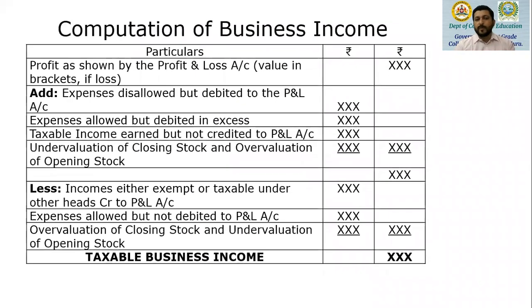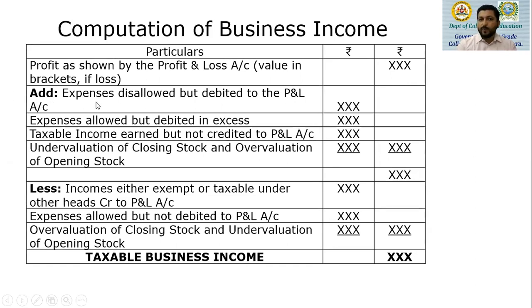So computation of business income. Now, basically, we begin with profit as shown by the profit and loss account. If in case the problem shows a loss, then we will be writing such number in brackets. So profits as shown by the profit and loss account will be recorded as the starting point. And if the end result given in the profit and loss account is a loss, then such value will be recorded in brackets. Now, which are the items to be added?